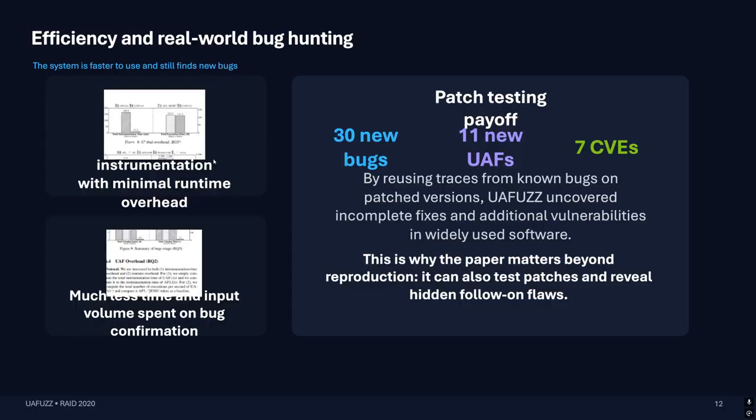A little bit about efficiency in real-world bug hunting. The paper also has 2 other results that make it feel more complete. The first is efficiency, because the instrumentation is relatively lightweight, and because of the triage step, the overall workflow stays fairly practical, and that matters a lot in a large system, because it can get too expensive to use, and if it's too expensive to use, then it won't be used.